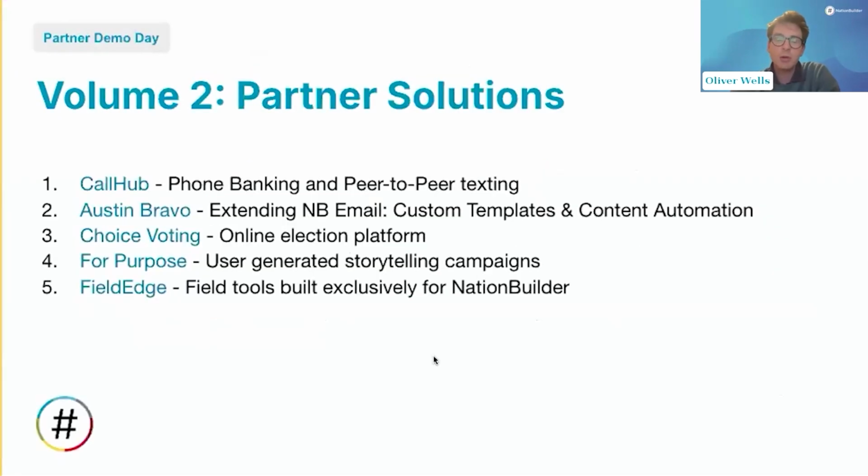So today, this is what we're going to be looking at. We're going to start with CallHub, where Sam is going to share a little bit about CallHub. Austin is going to dive into getting the most out of NationBuilder email, custom templates, and content. We're going to be hearing from Jason about an online election platform, choice voting. And then we actually have a couple of people who are down under, in Australia and New Zealand. So we have a couple of videos for Full Purpose around user-generated storytelling campaigns and for FieldEdge, which are field tools. We'll learn more about those in a moment.